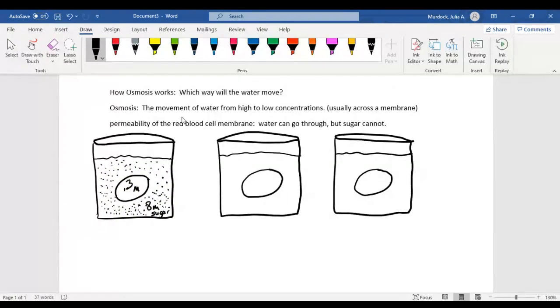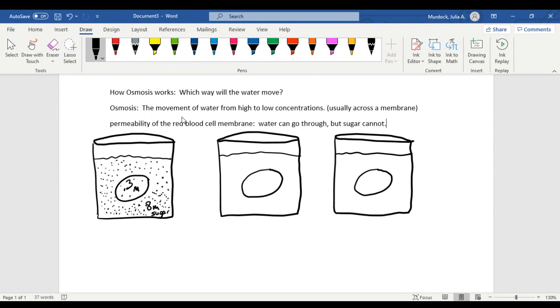So if I were to draw little dots in the water, those dots represent sugar molecules. Let's say maybe we're talking about table sugar like sucrose. So out here, the concentration of sucrose is pretty high. 0.8 molar is actually a lot of sugar. So the concentration of sugar outside of this cell is higher than the concentration inside the cell, okay? Inside the cell, 0.3 molar, there's some sugar in there, but not as much.